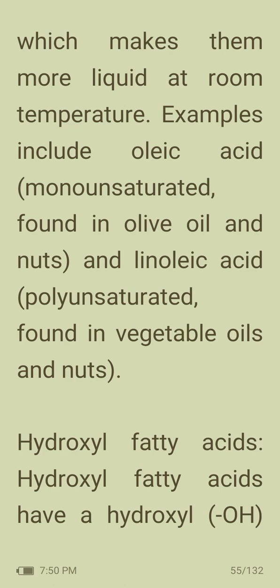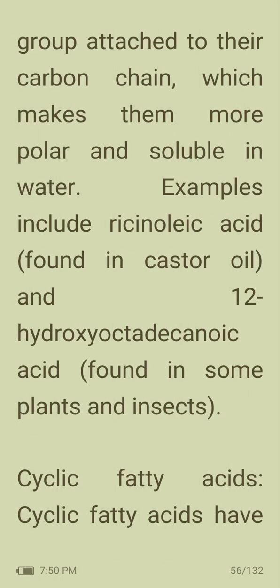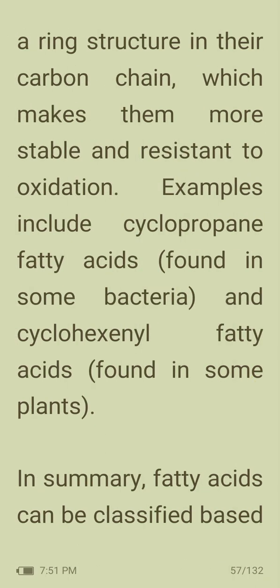Next, hydroxyl fatty acids. Hydroxyl fatty acids have a hydroxyl OH group attached to their carbon chain, which makes them more polar and soluble in water. Examples include ricinoleic acid, found in castor oil, and hydroxyoctadecanoic acid, found in some plants and insects. Cyclic fatty acids. Next classification is cyclic fatty acids. Cyclic fatty acids have a ring structure in their carbon chain, which makes them more stable and resistant to oxidation. Examples include cyclopropane fatty acids, found in some bacteria, and cyclohexyl fatty acids, found in some plants.